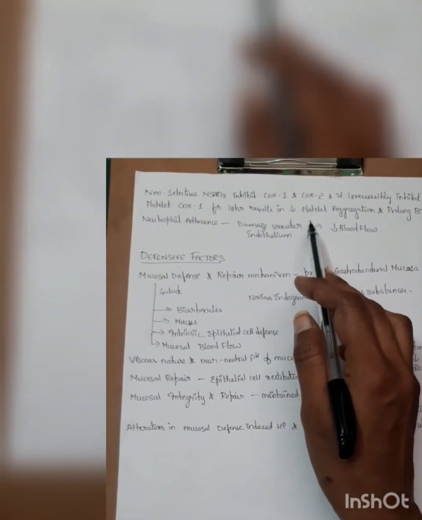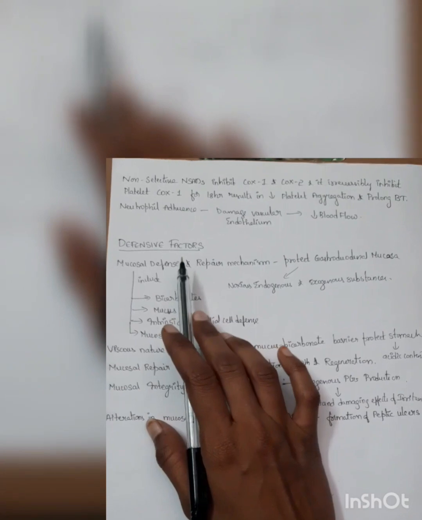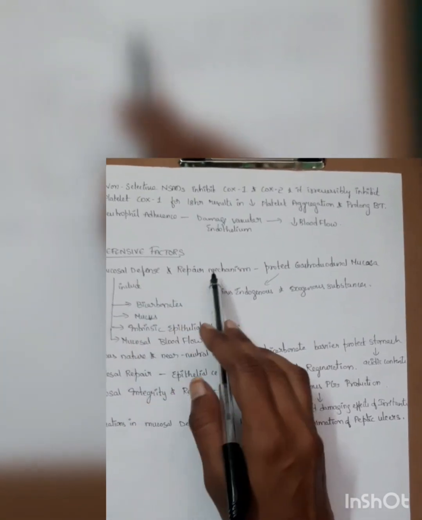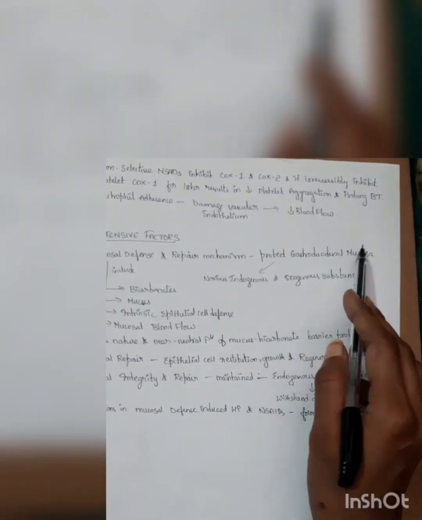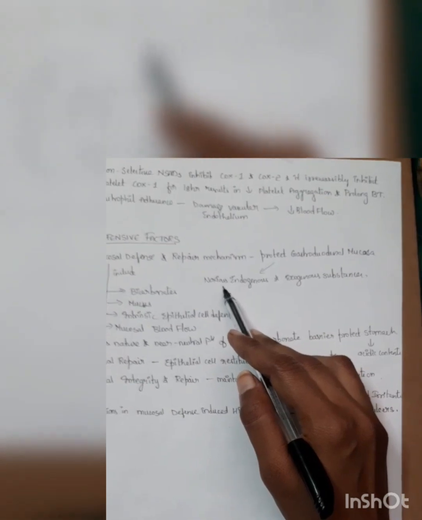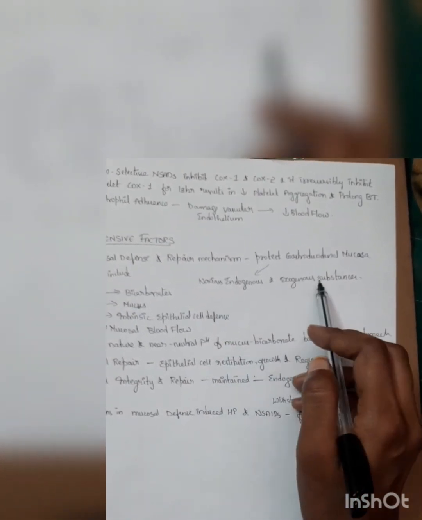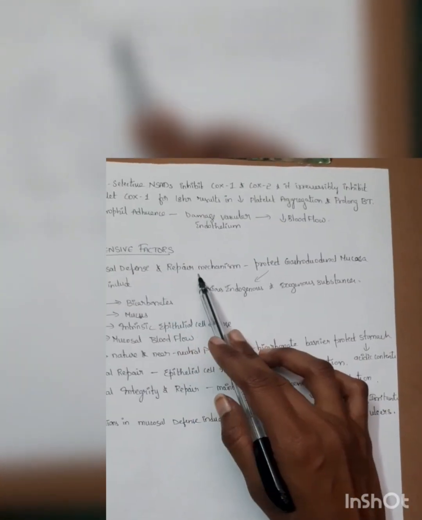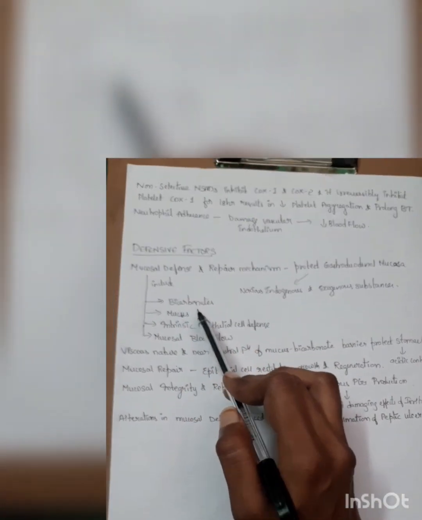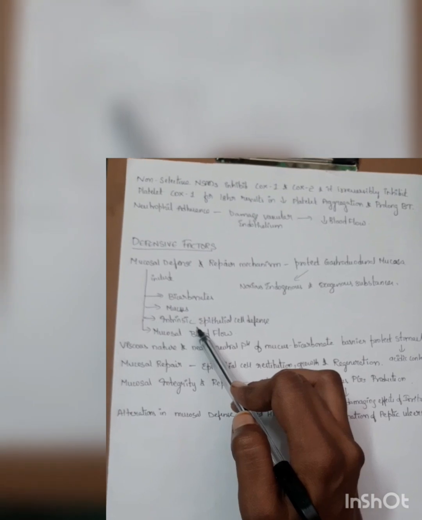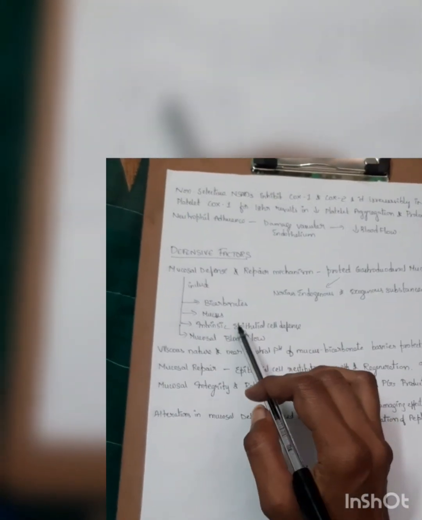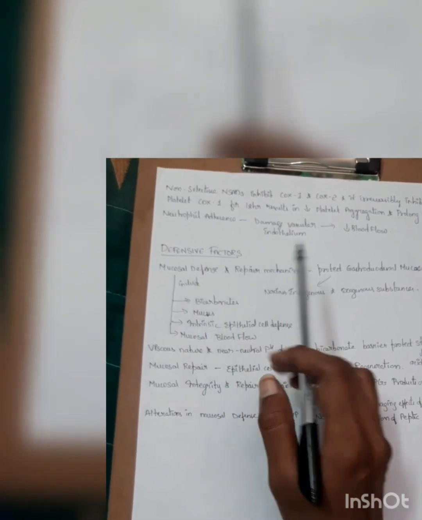So all this is about the aggressive factors. Now coming to defensive factors. Mucosal defense and repair mechanism. The mucosal defense and repair mechanism protects the gastroduodenal mucosa from exogenous and endogenous toxins. Mucosal defense includes bicarbonates, mucus, intrinsic epithelial cell defense, mucosal blood flow. All these factors constitute mucosal defense.